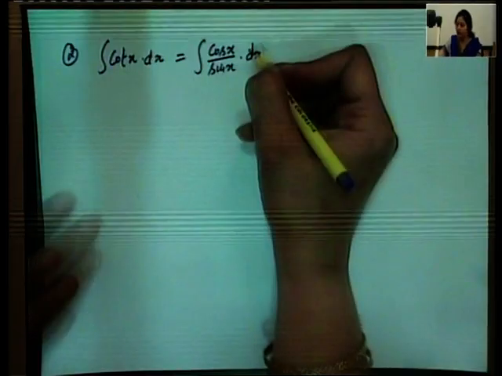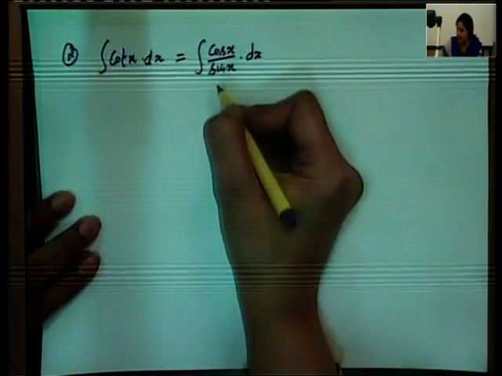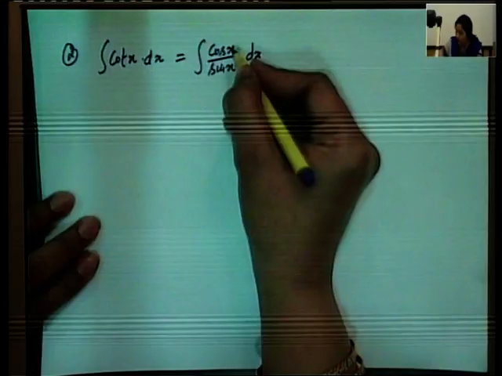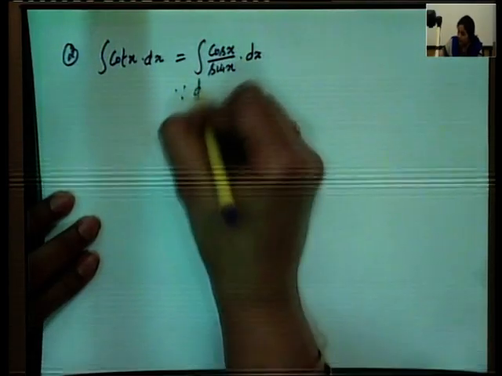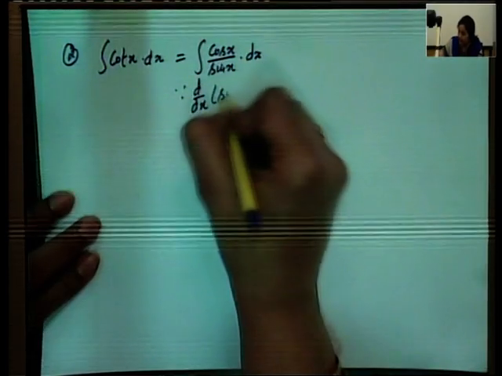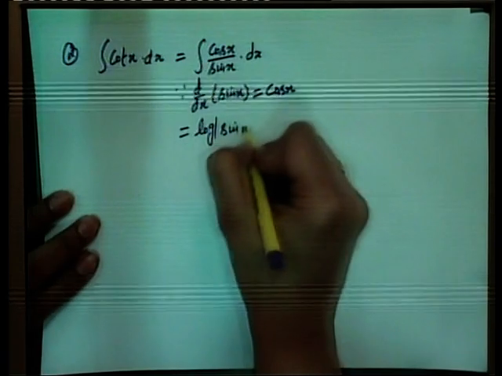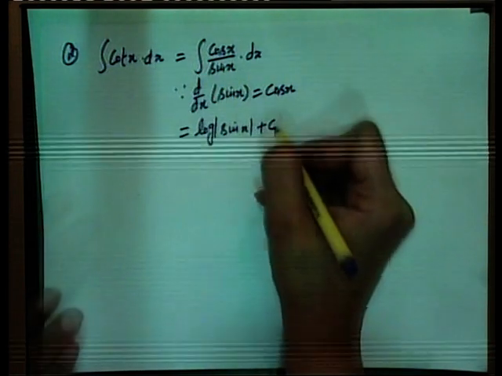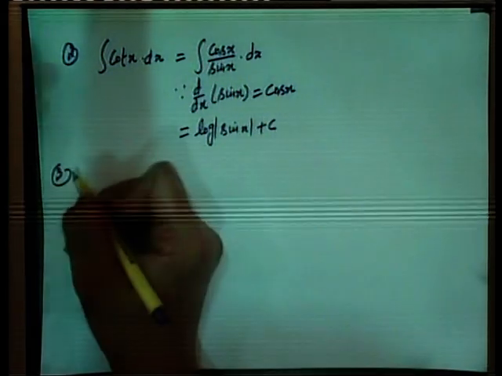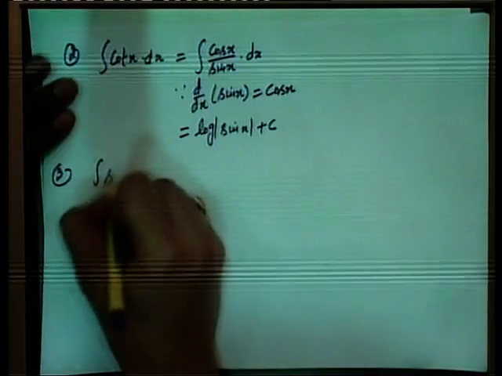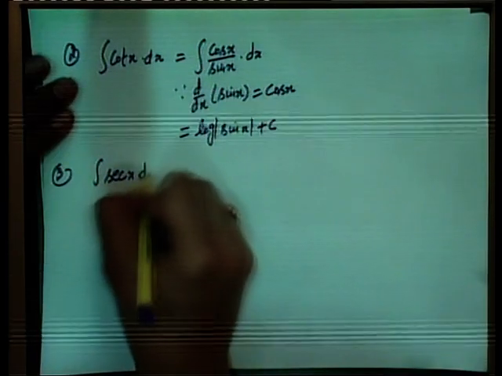In the denominator we have the function sin x, and in the numerator is its derivative cos x, because d/dx of sin x we know is cos x. Then according to the previous result that we have written, the integral of this is log of mod of sin x plus c. Third result, this is the integral of secant x dx.